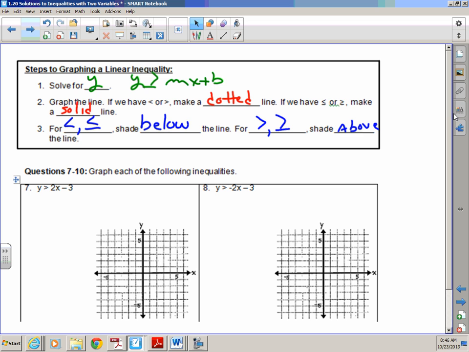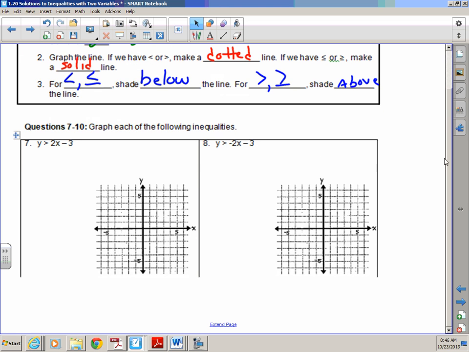If you keep in mind that we are graphing the same way as we would be graphing a line, that will make life easier. All we are differentiating is solid versus dotted and a shading concept. So let's take a look at the next examples.